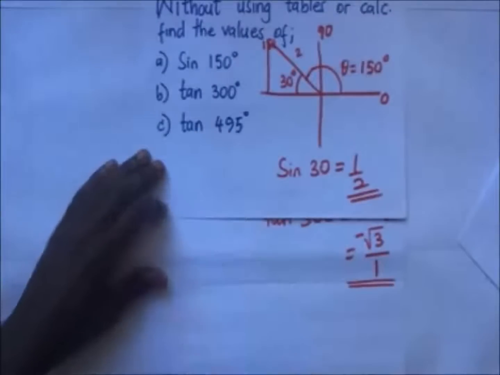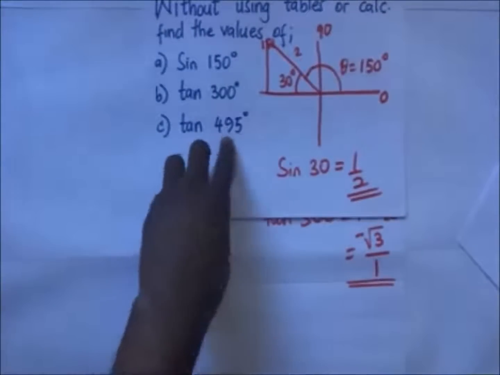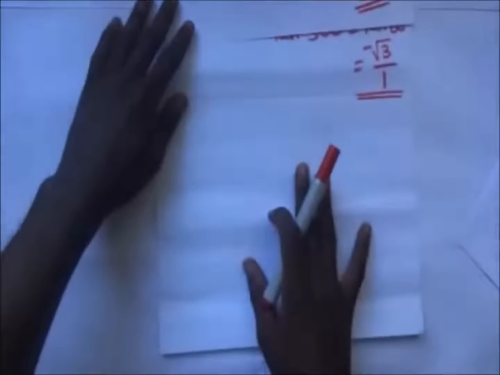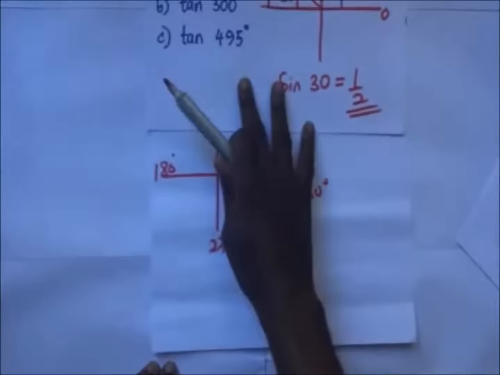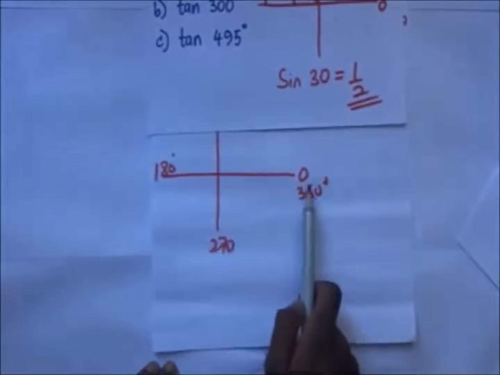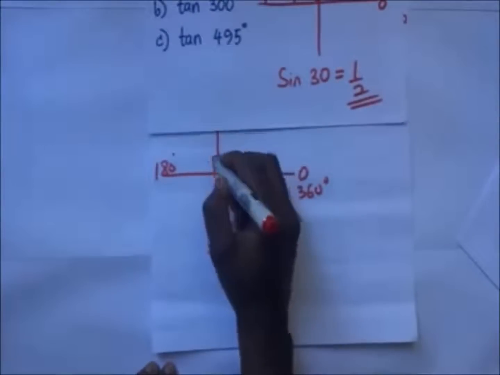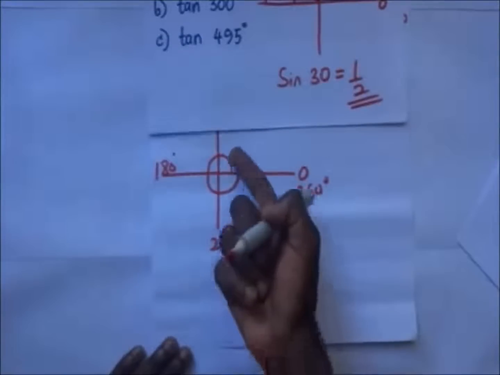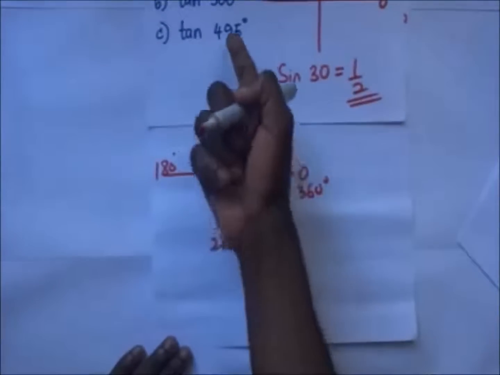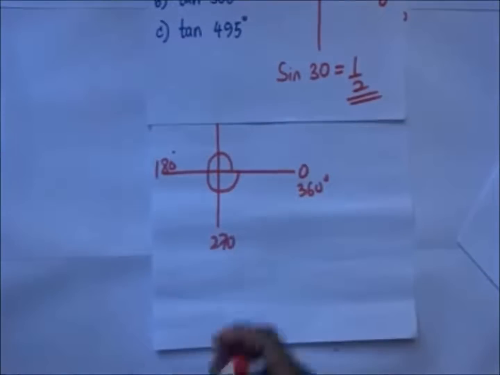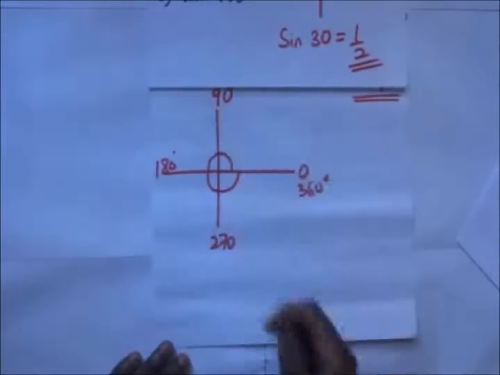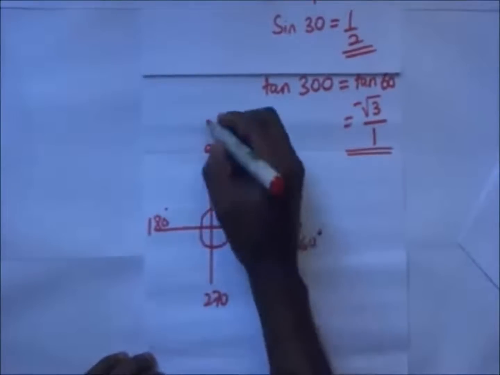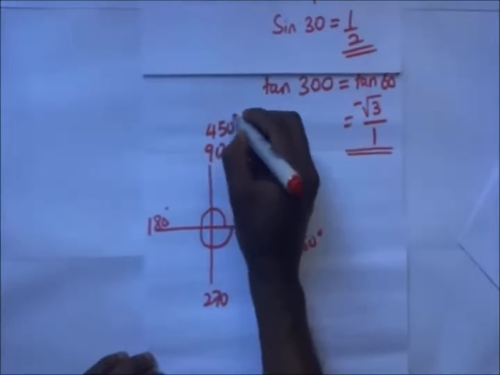This tangent of 495, still we need to identify in which quadrant this one lies. So we begin. You realize that 495 degrees is even beyond 360. So it means we move one revolution, that is 360. Then how much more are we supposed to move so that we reach 495? So 360 plus 90 degrees, we will end up with 450 here.